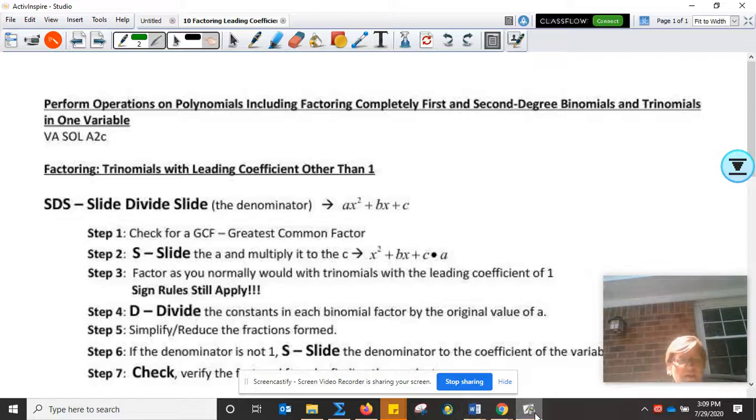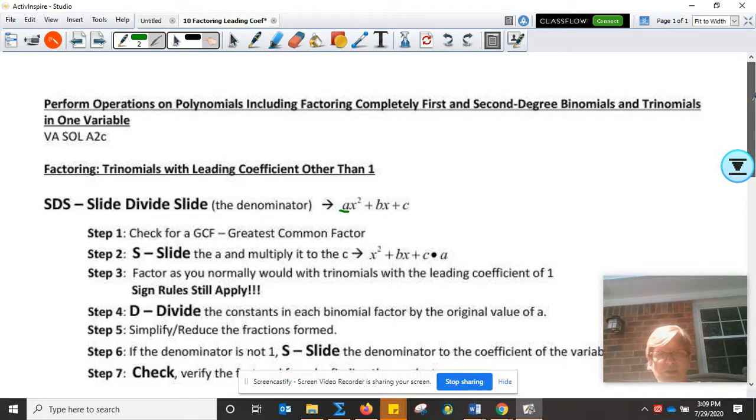Alright, so in this video, we are going to be factoring trinomials with a leading coefficient other than 1. In our last video, we factored trinomials where the leading coefficient of x squared was just a 1. This time it's not going to be 1, but we're going to turn it into a coefficient of 1 and factor from there using this method. We're going to slide, divide, slide the denominator.